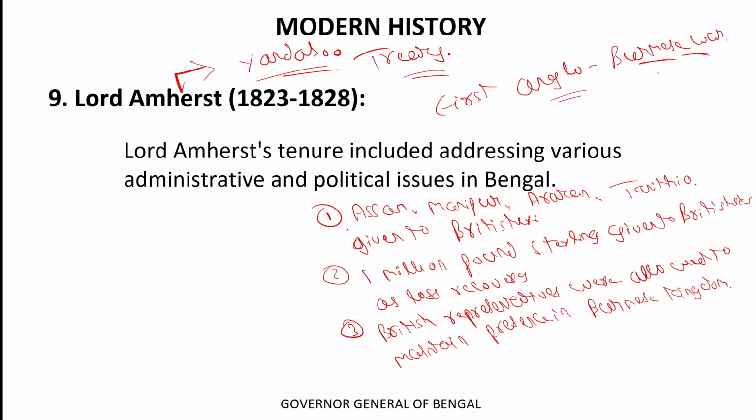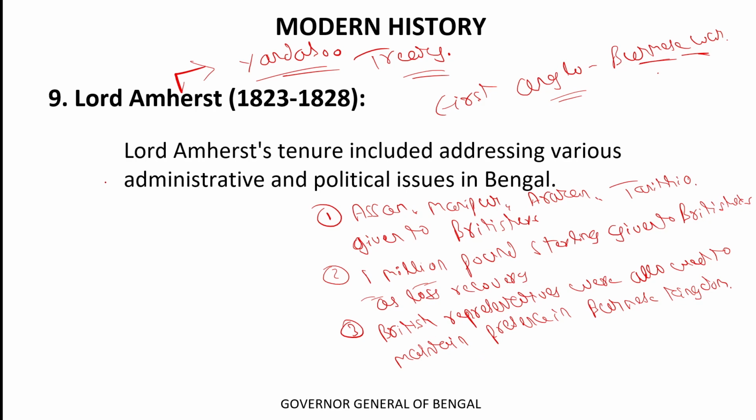The first condition was that Assam, Manipur, Arakan, Tanithia areas were given to the Britishers. Okay. The second term was £1 million were given to Britishers as a loss recovery. Okay. So basically Britishers said, because you had a fight with us and we had to lose many things, so we required £1 million from your side as a loss recovery. Okay. And the third point was that British representatives were allowed to maintain presence in the Burmese Kingdom.